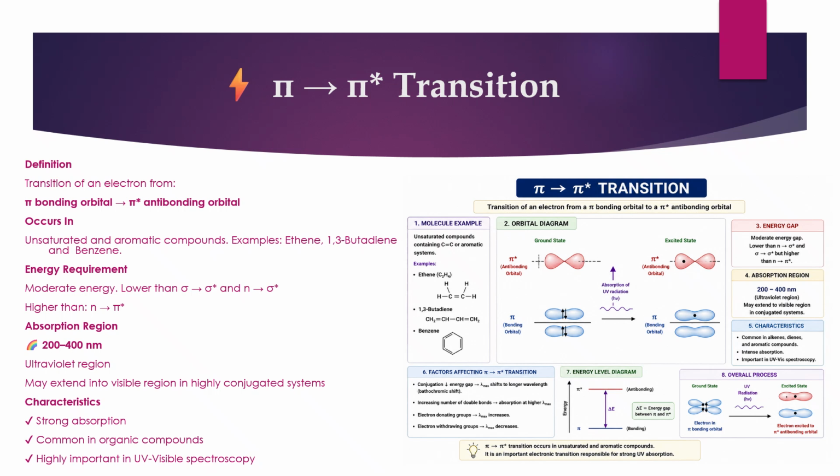This transition requires moderate energy because the energy gap between the pi and pi star orbitals is smaller than that between sigma orbitals. It generally occurs in the 200 to 400 nanometer region. The image also shows the effect of conjugation. As conjugation increases, the energy gap decreases, making excitation easier. This is why highly conjugated compounds absorb at longer wavelengths. This transition is very important because it produces stronger absorption peaks and it is widely used in UV visible spectroscopy.